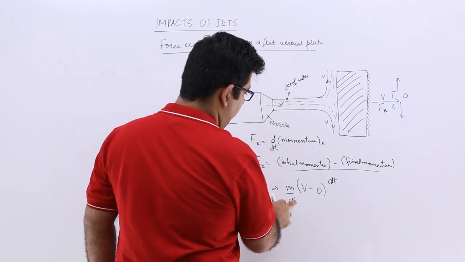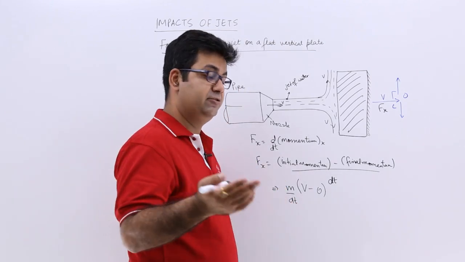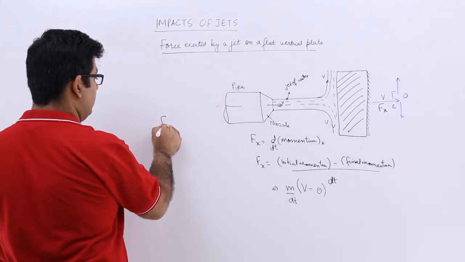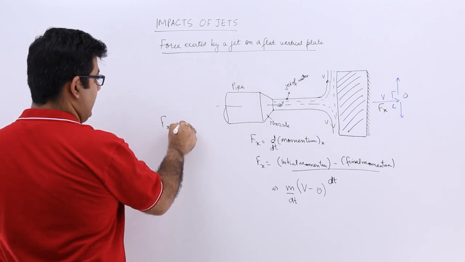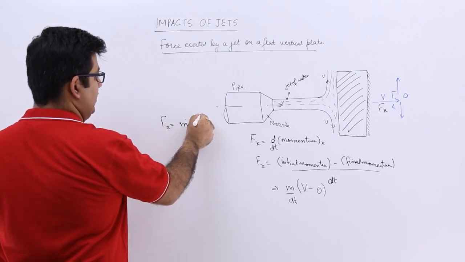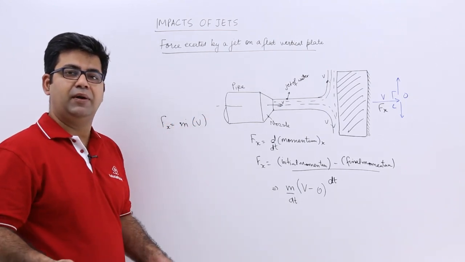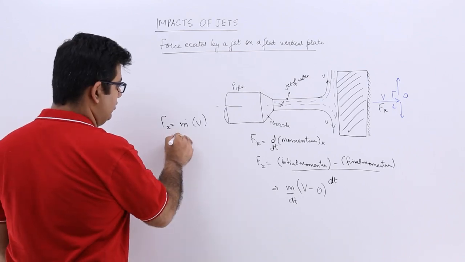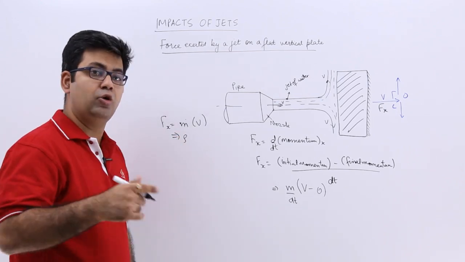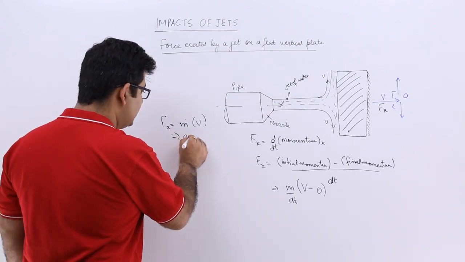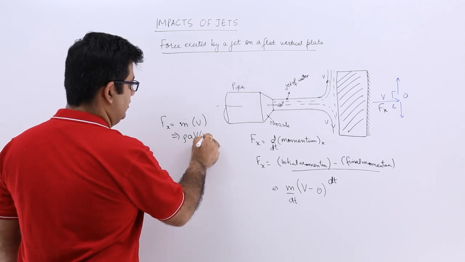So your mass upon time gives you the mass flow rate. So this would become m dot into v. What is m dot? M dot is the mass flow rate, which is equal to density into volume per second. Volume per second is area into velocity. So this is what you get.